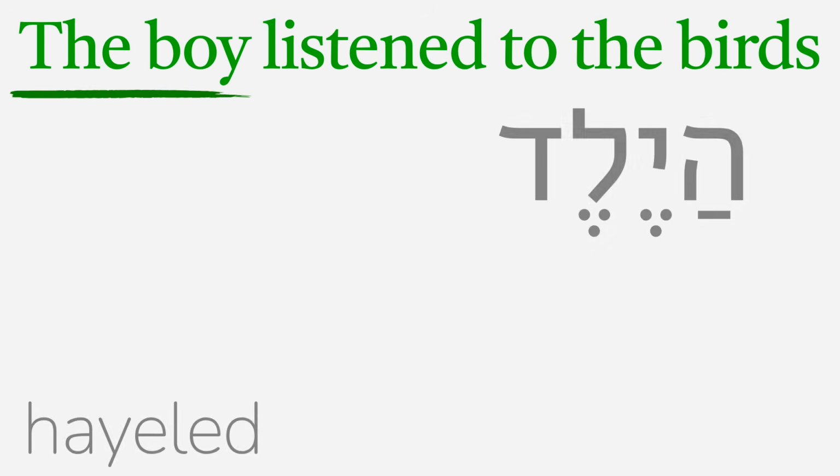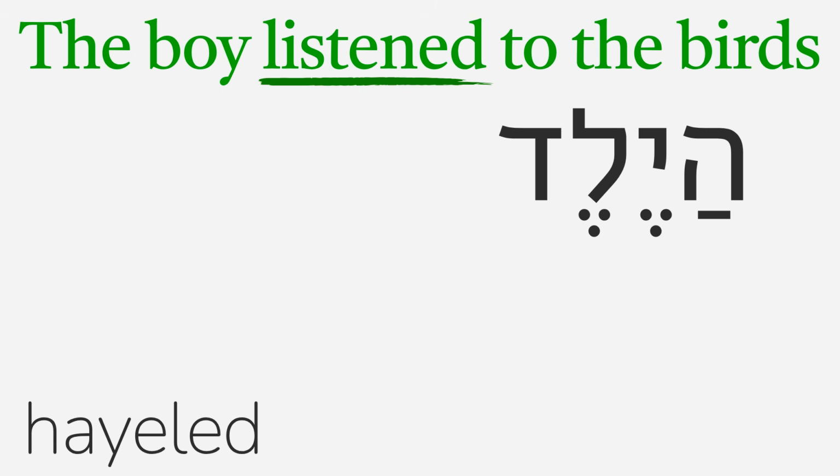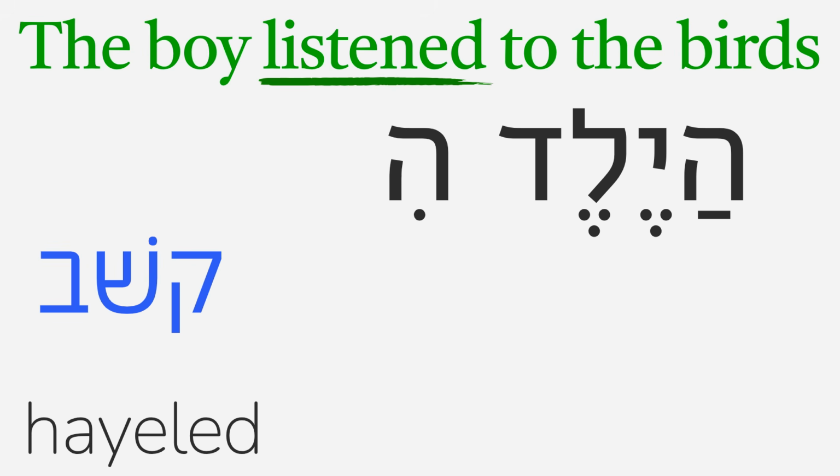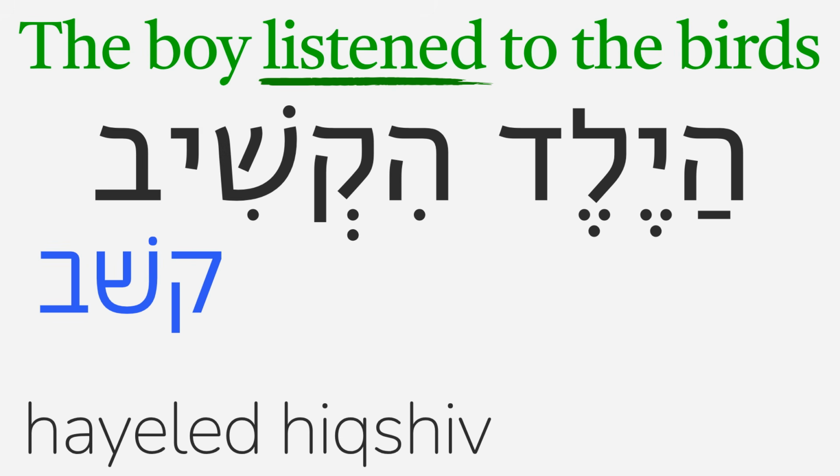Let's say the boy listened to the birds. The boy is hayeled, and the verb listened will once again be a hiphil verb from the root kuf shin bet. This time, though, it will be a past tense verb. In Hebrew, past tense verbs will have different forms depending on who the subject is. In this sentence, the subject is hayeled, the boy, which is a he. To make the hu, he form of a Hiphil past tense, we start with a he with a hirik, followed by the root letters with the same vowels they have in the present tense and the infinitive, shva and hirik with yod.